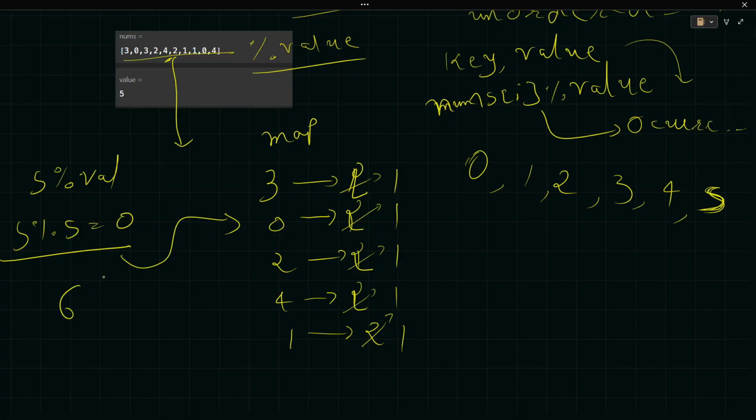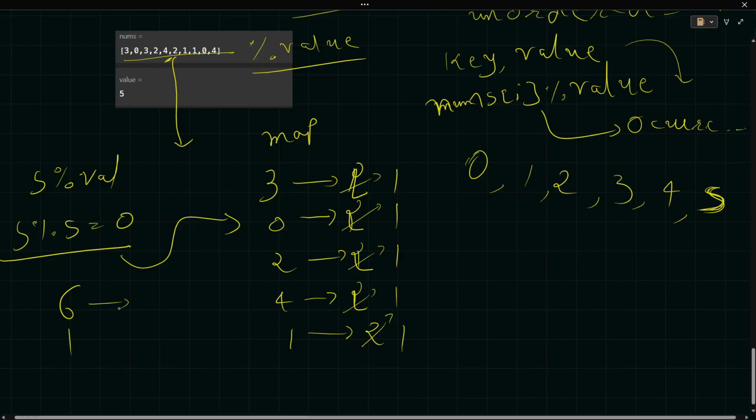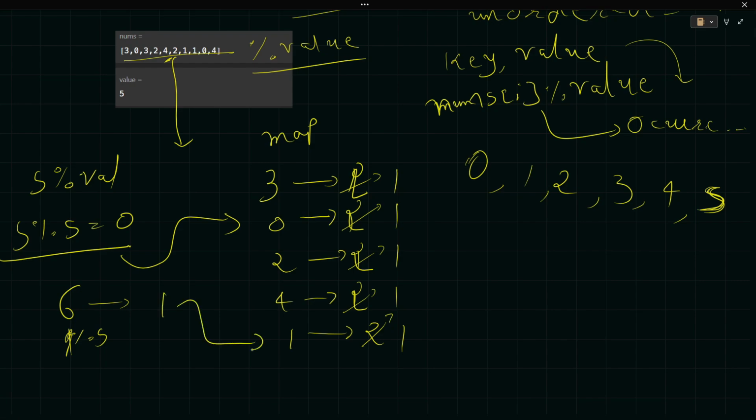Suppose 6 had come here. We are not storing the frequency of 6 as it is, we are storing the frequency of 6 mod 5. So if 6 had come, we would have taken its modulo 5, got 1, and stored the frequency of that. Since 5 is there, we would look for 5 mod 5, like 5 nums of I mod value. In this case it would be 5 mod 5, which is nothing but 0. So we would look for 0.